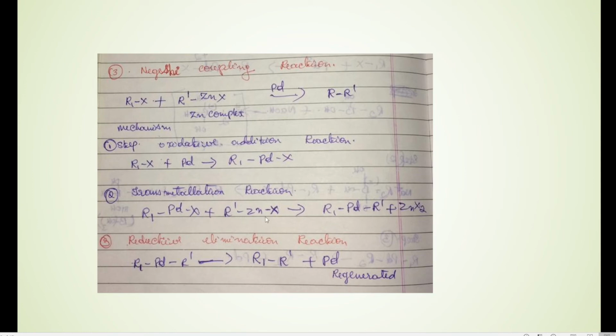What is happening? The ZnX part will get separated out and will remove this X from here, and this R' will go and form a bond or fill up that vacant position of X. So we get R1PdR'. And next step, you know how to remove palladium here. It is through reductive elimination reaction. That is, palladium is eliminated from here and we get palladium back as a catalyst in zero oxidation state. And what else is left? R1-R'. So there is a carbon-carbon single bond formation.